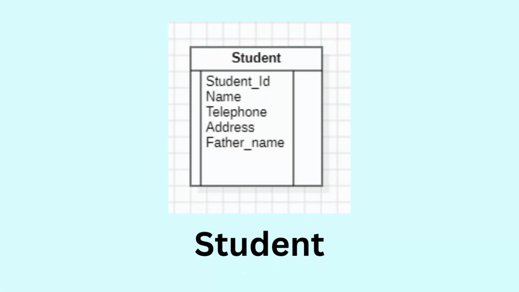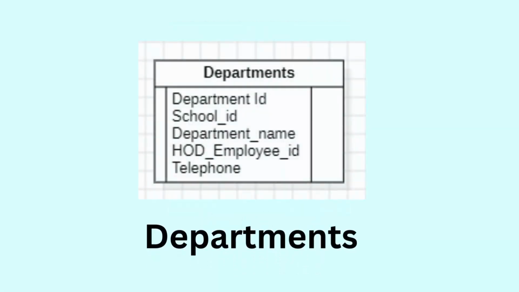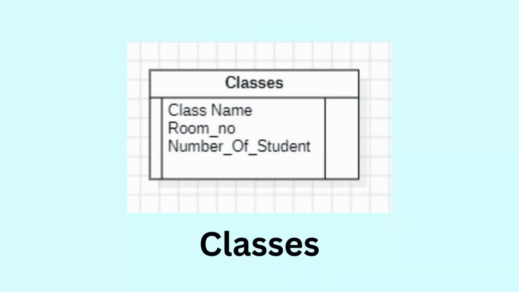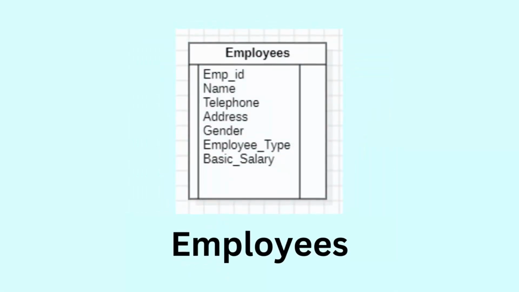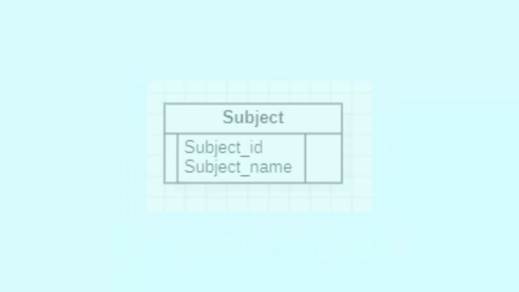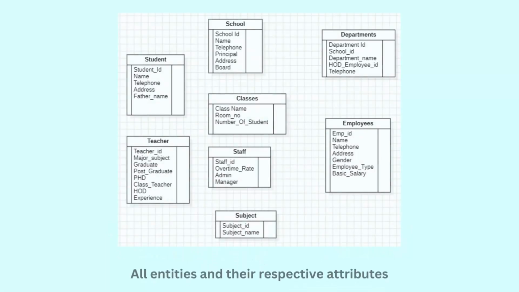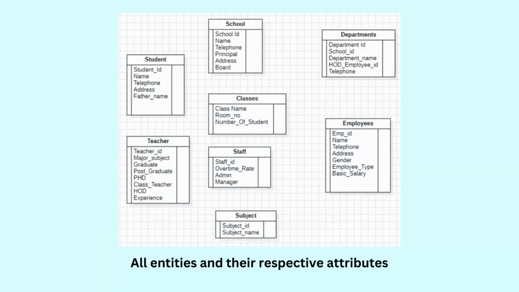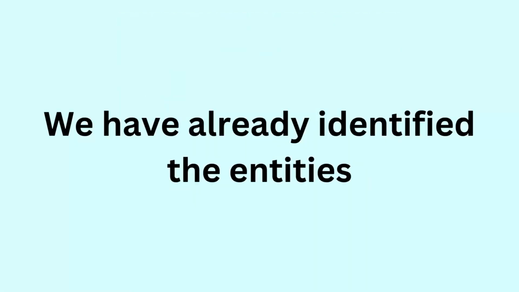Students come to school for their education. School has departments. The school conducts classes. School keeps employees. These employees can be teacher or working staff. Teachers teach subjects. Notice, when I am showing the entities, I am also showing their respective attributes. Okay, we have considered most of the entities which we are interested in.